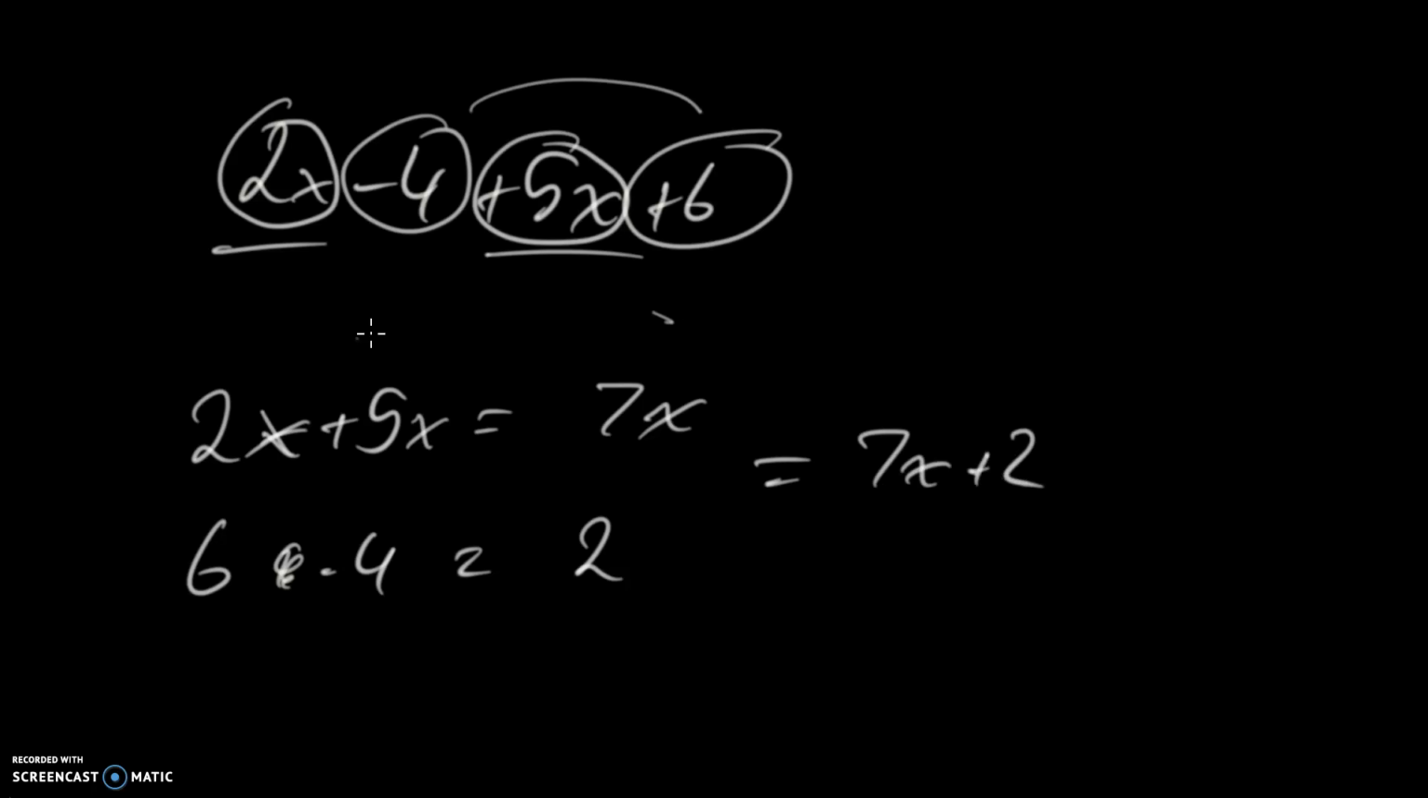The reason I didn't add 2x with 6 or 5x with minus 4 is because they do not have x next to them. Because they don't have x next to them, you cannot simplify them with x terms.